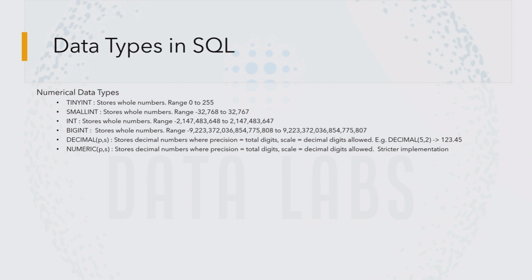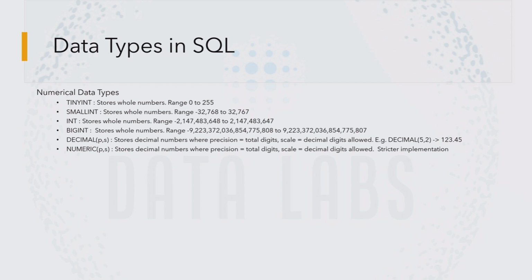Numeric also stores decimal numbers just like decimal. The only difference is that numeric has a stricter implementation. The example above holds true for both decimal and numeric. But the difference is that if we have precision 5 and scale 2, it allows only 2 digits after the decimal point and only 3 digits before the decimal point, which is unlike the data type decimal, where we can have 5 digits be it on either side of the decimal.